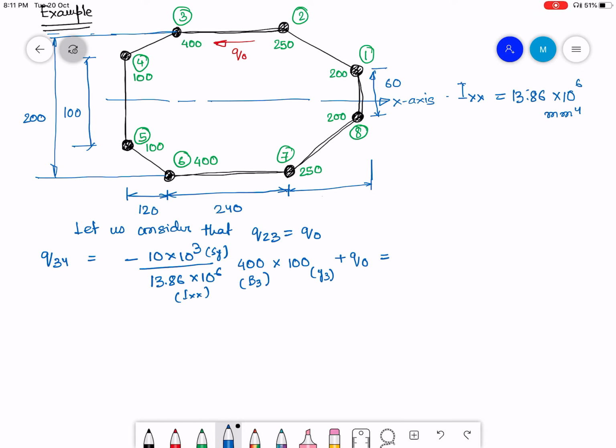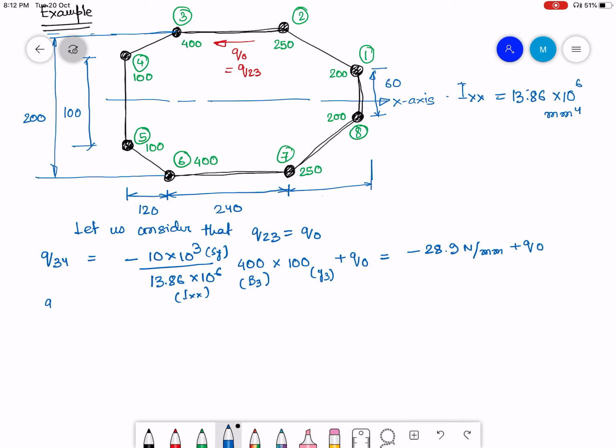This is similar to solving the shear flow problem for a closed cross-section beam which has not been idealized, the actual closed cross-section beam. There also we take a cut and we take a point, and we say that the shear flow there is Q0. But the good part here is that shear flow is constant in any portion of the idealized beam between two booms. So Q0 is equal to Q23. Q0 is the value of the shear flow in this entire portion 2, 3. Now if I simplify, this is going to be minus 28.9 Newton per millimeter plus Q0.